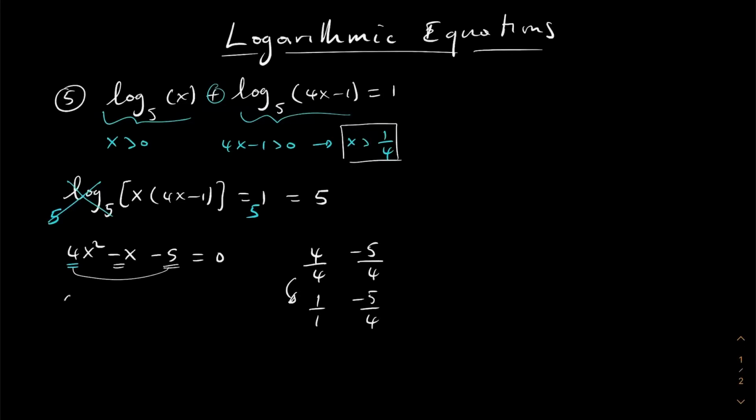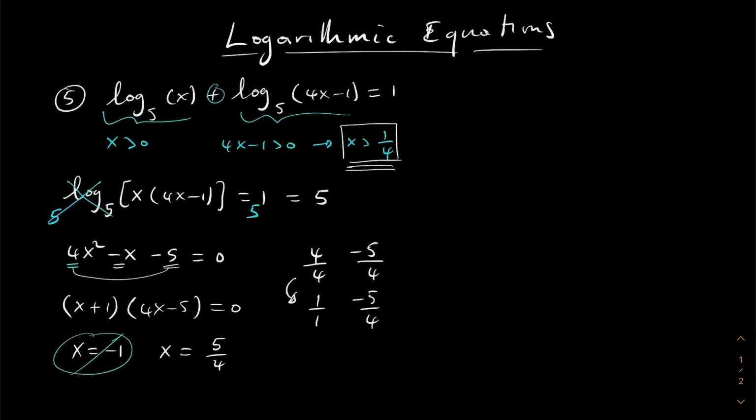So I'm going to go ahead and write my factors as x plus 1, coming from the first fraction, and 4x minus 5, coming from the second fraction, equals 0. And so with that, I can set each of those factors equal to 0. I will get from the first factor x equals negative 1, and on the second factor x equals 5 over 4. And of course here, since our condition requires x to be bigger than 1 over 4, x equals negative 1 is going to be cancelled out. And so our only solution here is simply going to be x equals 5 over 4.